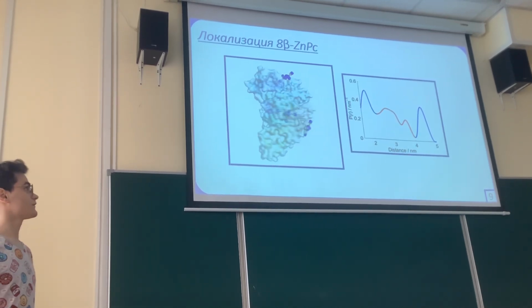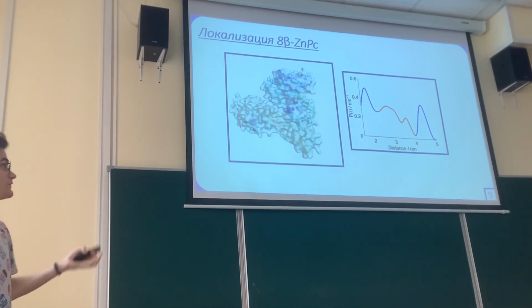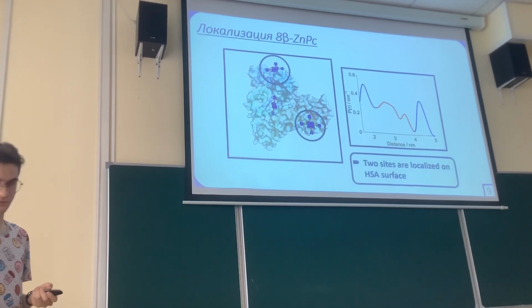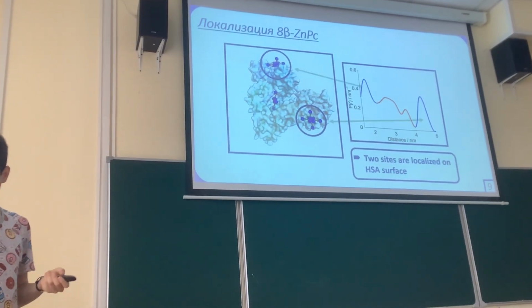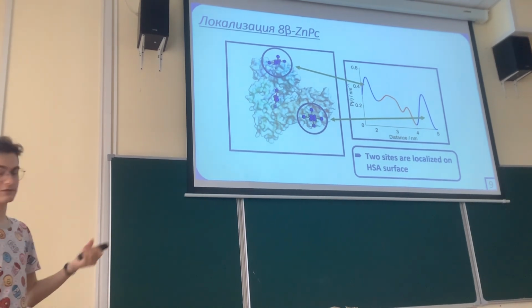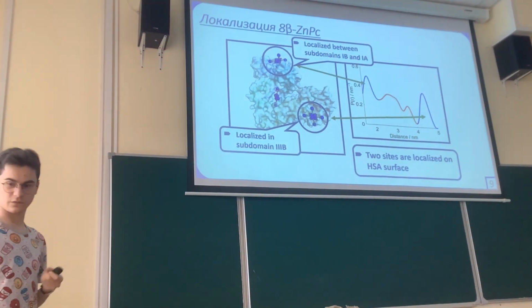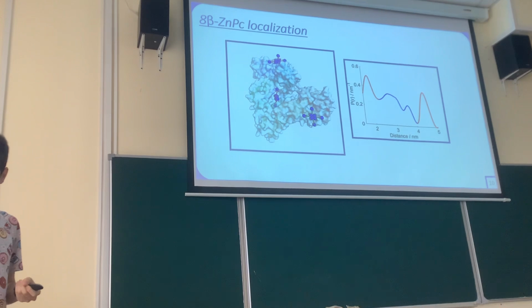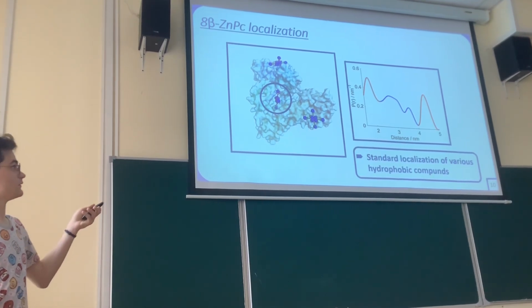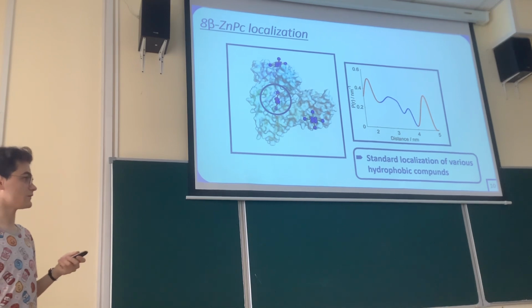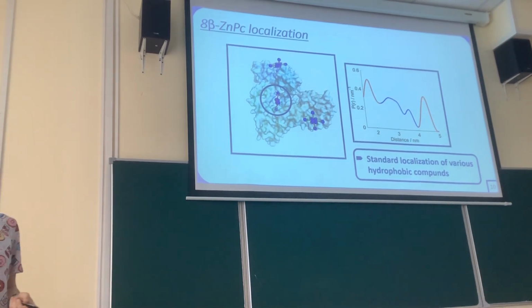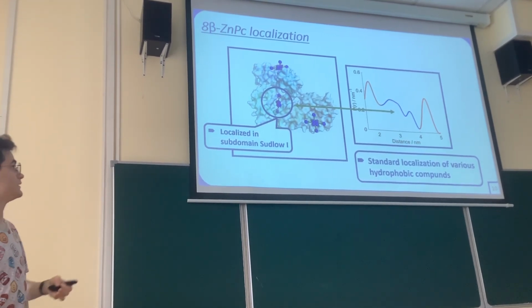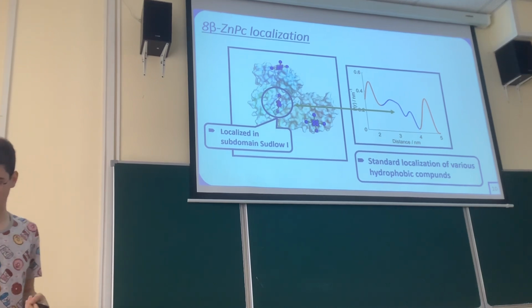Now, all the binding sites of all the possible localizations of porphyrin are presented. These two sites are localized on the surface and correspond to two border peaks. One of them is localized between subdomains 1b and 1a. One of them is localized in subdomain 3b. The internal site is a standard for many hydrophobic compounds and corresponds to the middle peak, and it's localized in subdomain 1.